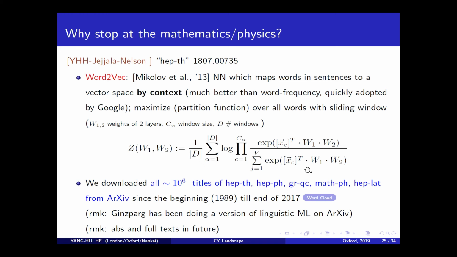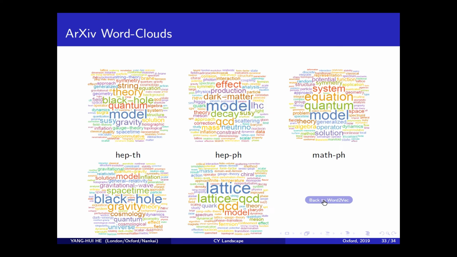Okay. So what we did is we took all 1 million titles of hep-th, hep-ph, gr-qc, math-ph, and hep-lat, because these are relatively related fields, from the beginning of the arXiv in 1989 until the end of 2017 when we were working on this paper. Just to give you an idea, the word clouds of these fields are not that much different. You would expect the most common word in hep-th to be the word model. Fair. The most common word in hep-ph is also model. And the word in math-ph is also model. This is getting pretty boring. gr-qc is black hole. Okay, a bit more than model. And lattice QCD is lattice.